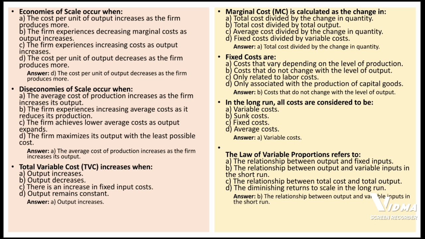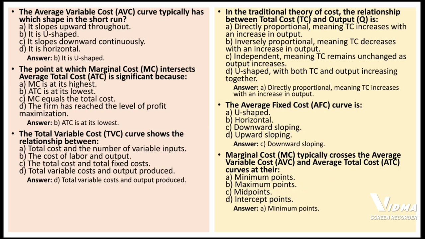Marginal cost is calculated as change in, answer is A, total cost divided by change in quantity. Fixed costs are, answer is B, costs that don't change with the level of output. In the long run, all costs are considered to be, answer is A, variable cost. The law of variable proportion refers to, answer is B, the relationship between the output and variable inputs in the short run. The average variable cost curve typically has which shape in the short run? Answer is B, it is U-shaped.